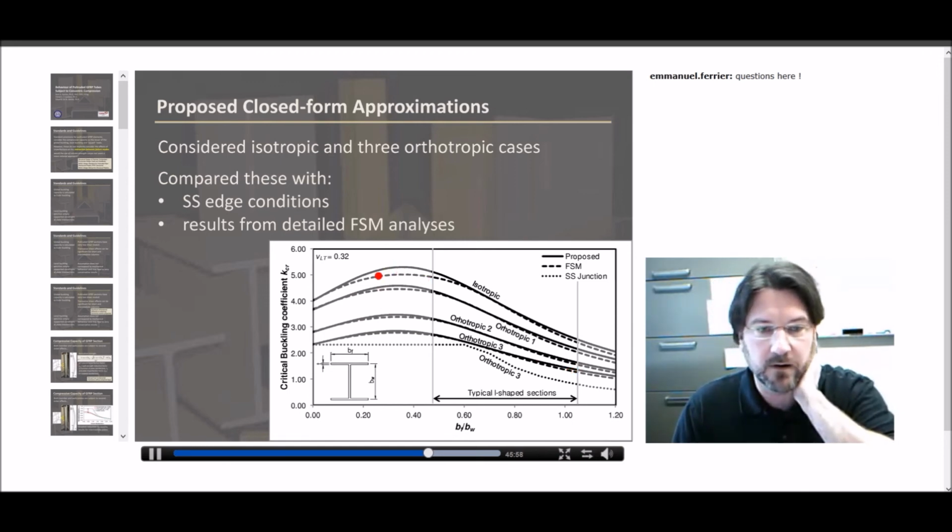Certainly there's some error as we move out of rational ranges of behavior, and so what we wanted to do is we limited these to typical shapes and fit the equations within typically available geometries. And we see as we go out from that geometry, we do see some errors starting to occur.